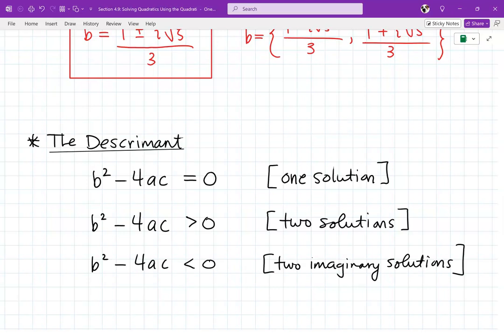So if it's greater than 0, you get 2 solutions, less than 0, 2 imaginary solutions, and 1 solution if it equals 0. So if they ever ask you that on a test or in the homework, like how many solutions does this have, use the discriminant, and that'll tell you it's going to have either 2 imaginary, 2 normal, or only 1. Okay? So that's what the discriminant is for.